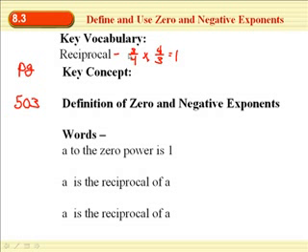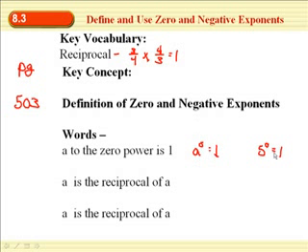Okay, key concept, definition of zero and negative exponents. So in words, a to the 0 power is 1. So here's the algebra. I couldn't write the exponents. a to the 0 power equals 1. So another, like 5 to the 0 would be 1. Anything to the 0 power is 1.